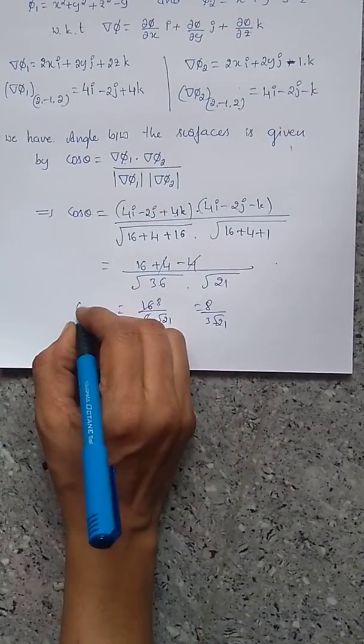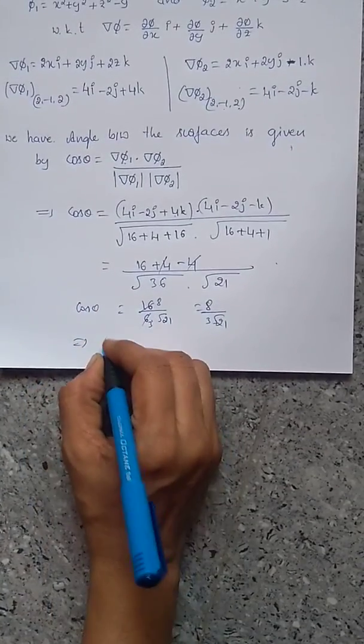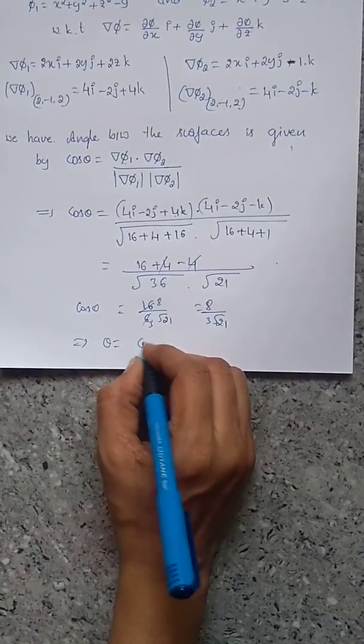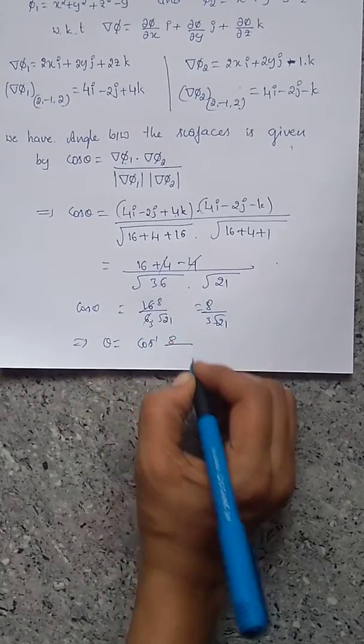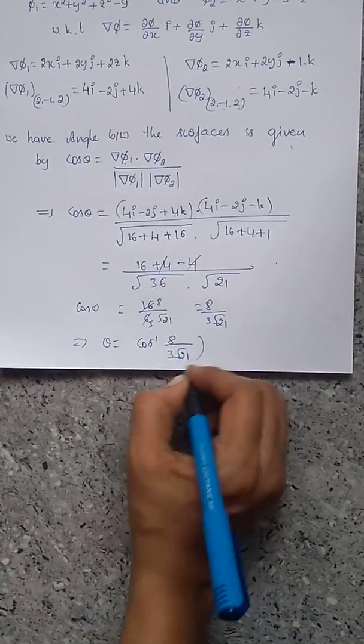So this is cos theta. They are asking us to find theta. Theta is equal to cos inverse of 8 by 3 root 21.